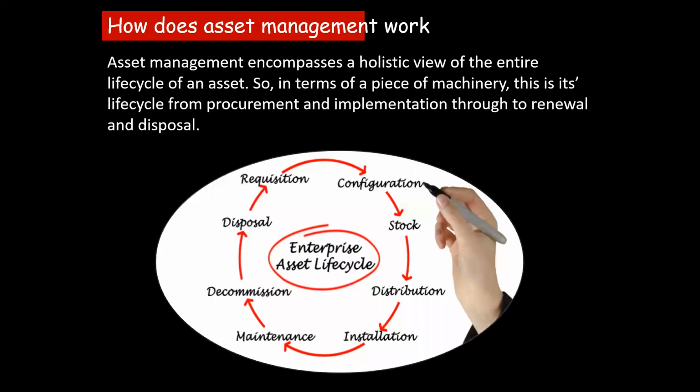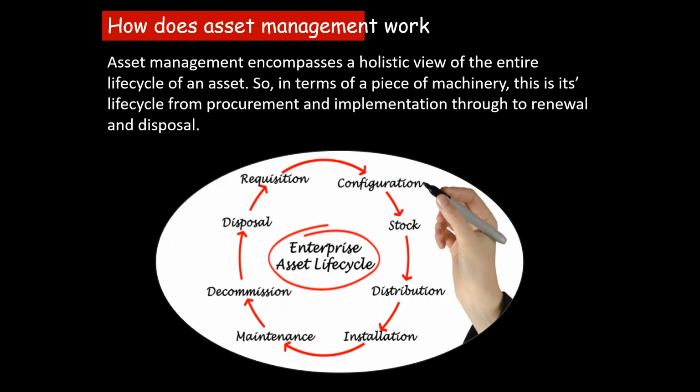Now, the next thing that we are going to talk about is how asset management works. Asset management encompasses a holistic view of the entire life cycle of an asset. So, in terms of a piece of machinery, this is its life cycle from procurement and implementation through to renewal and disposal.